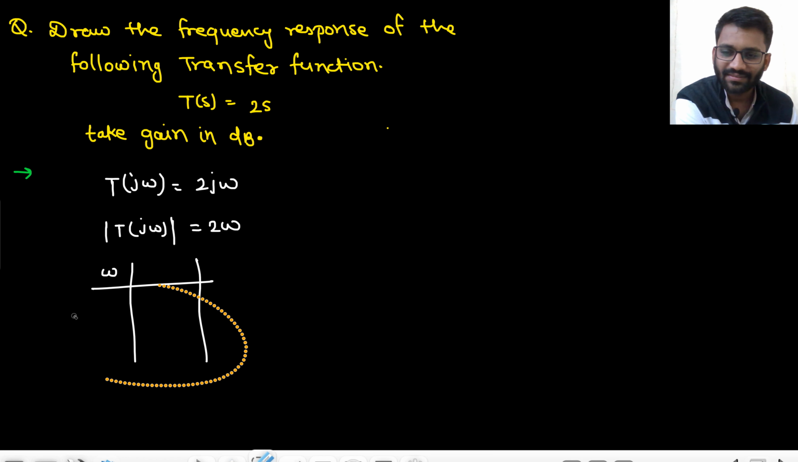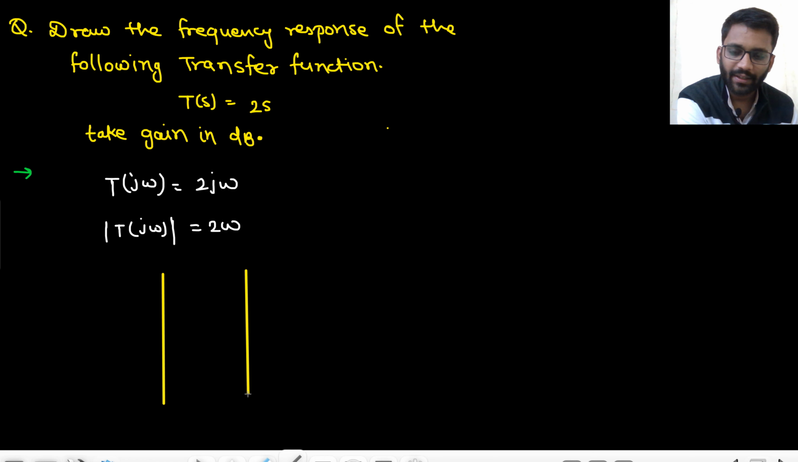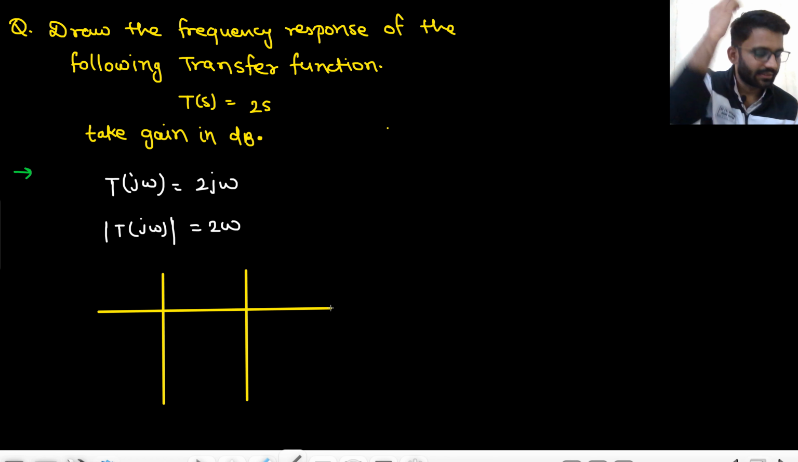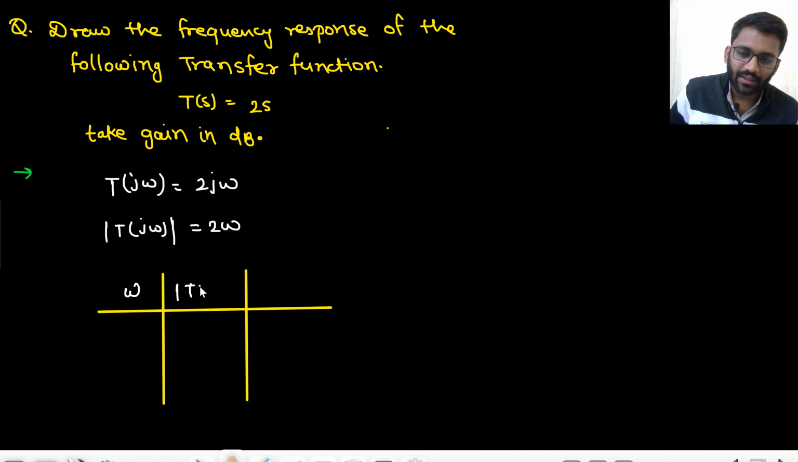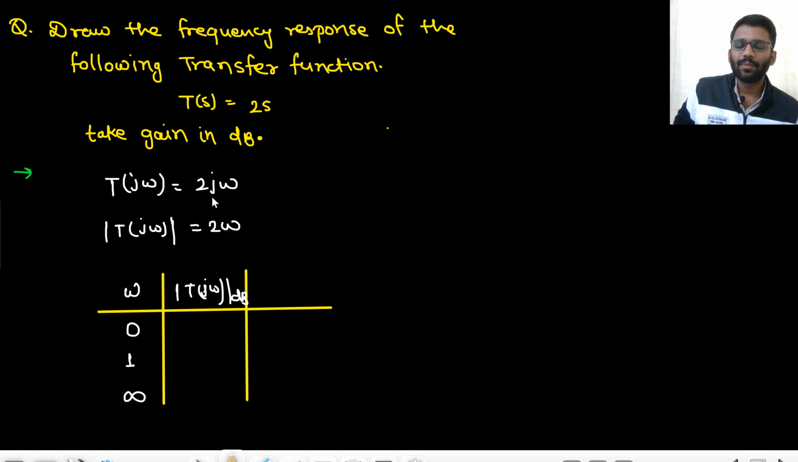Omega value we will take, and directly in dB we will take this time. You need to draw the frequency response and take gain in dB. So omega equals 0 I am taking, omega equals 1 I will take, and omega equals infinity I will take. So what will be the gain at omega equals 0? You are having 0. So the gain is 0. In dB it will be log 10 of 0, that means minus infinity.